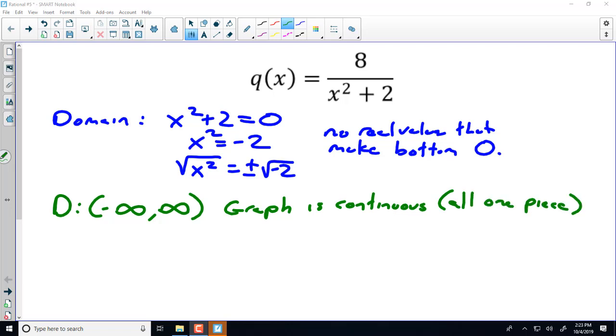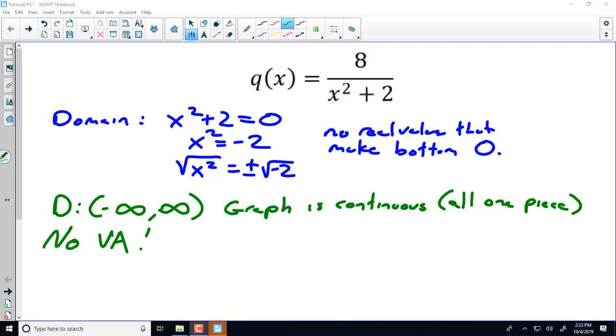And because we didn't kick any numbers out of our domain, that means we have no vertical asymptotes either. If you don't kick anything out of the domain, you can't have a vertical asymptote. All right, so far we don't really have much help.